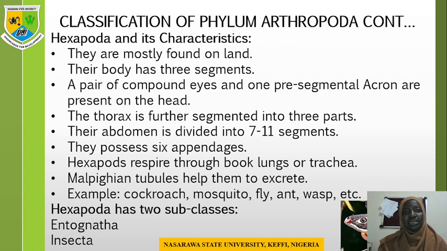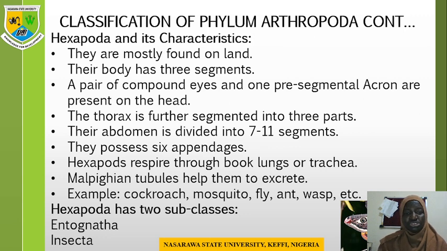Their body has 3 segments, that is the head, thorax, and the abdomen. They have a pair of compound eyes. The thorax is further divided into 3 parts. The abdomen is divided into 7 segments. They possess 6 appendages. They respire through their book lungs and trachea. Malpighian tubes help in excretion. Examples are the cockroach, the mosquito, the fly, ants, or the wasp, etc.